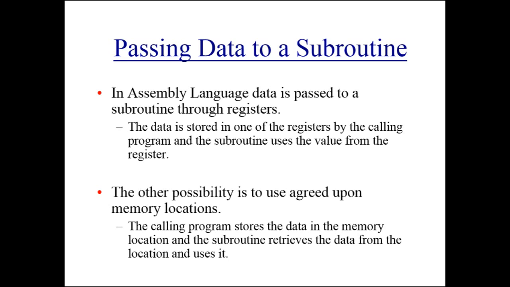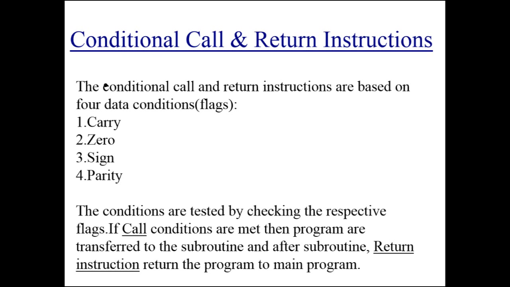Previously, we have seen unconditional call and return instructions. Now we see conditional call and return instructions. The conditional call and return instructions are based on four data conditions: carry, zero, sign, parity. The conditions are tested by checking the respective flag. If the call conditions are met, then the program is transferred to a subroutine, and after the subroutine, the return instruction returns to the main program.